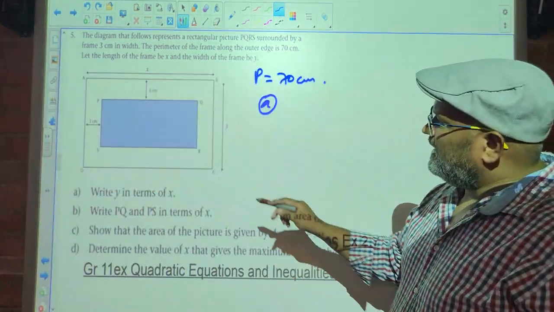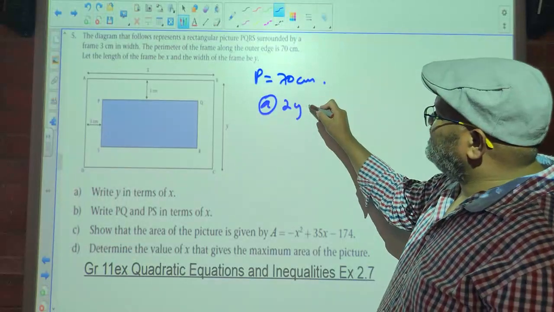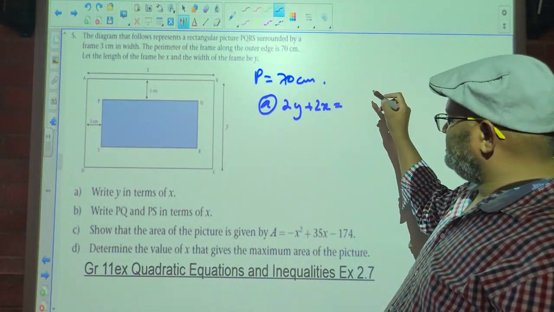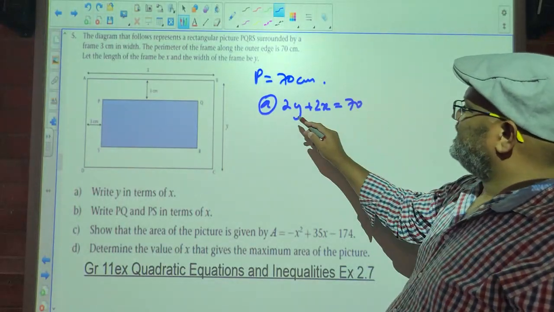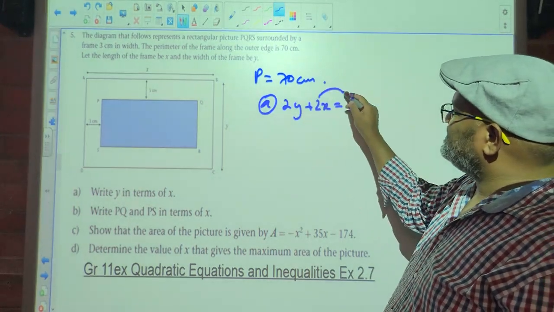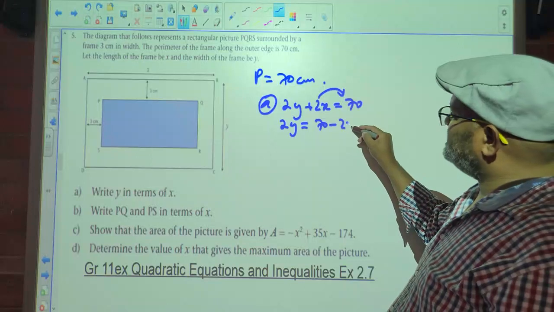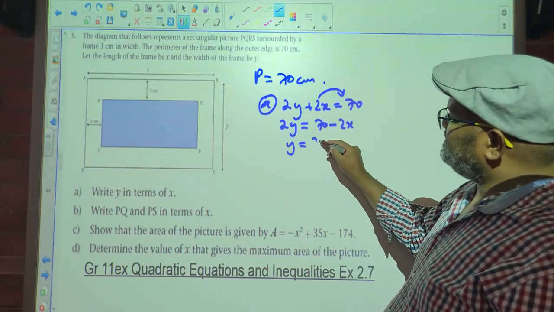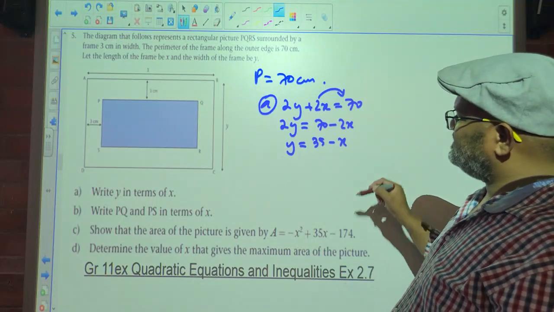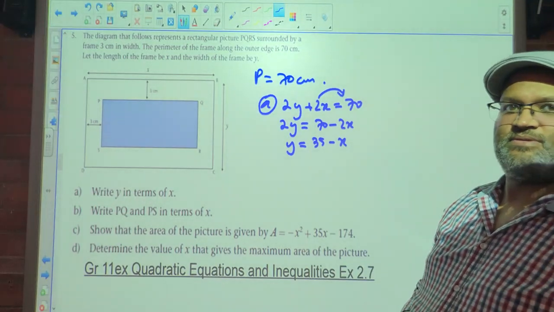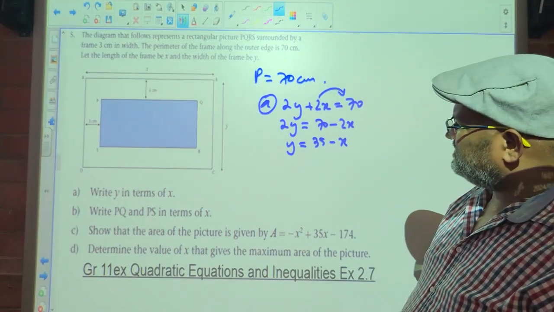So what do I say? I now say that 2y plus 2x is equal to 70. So I'm going to make y the subject of the formula, so I take it over. So 2y is equal to 70 minus 2x. Divided by 2 is going to be 35 minus x. You see that, people?